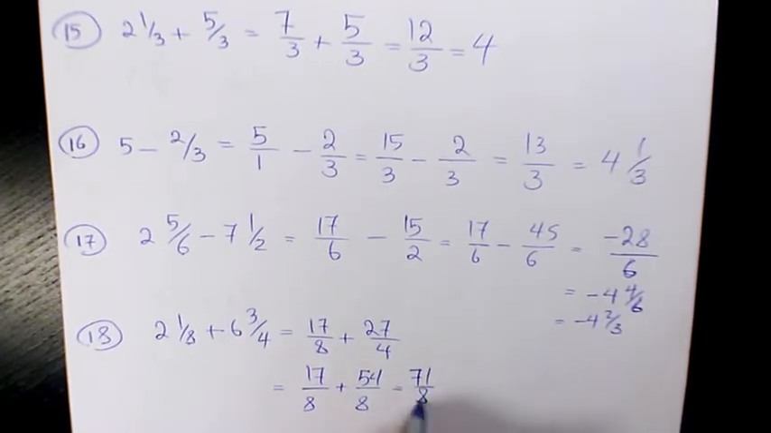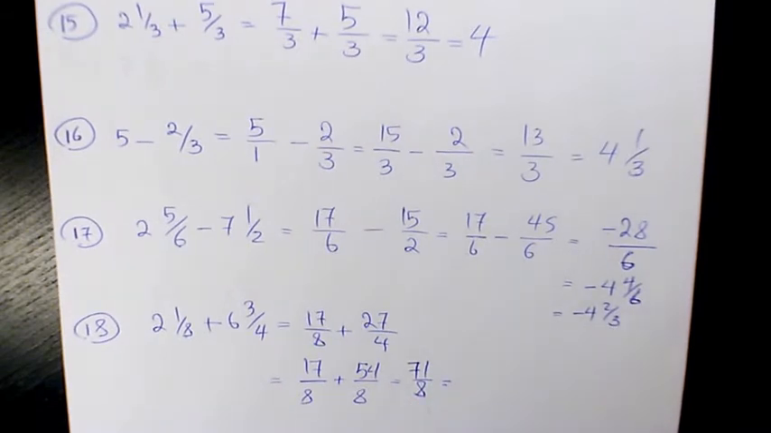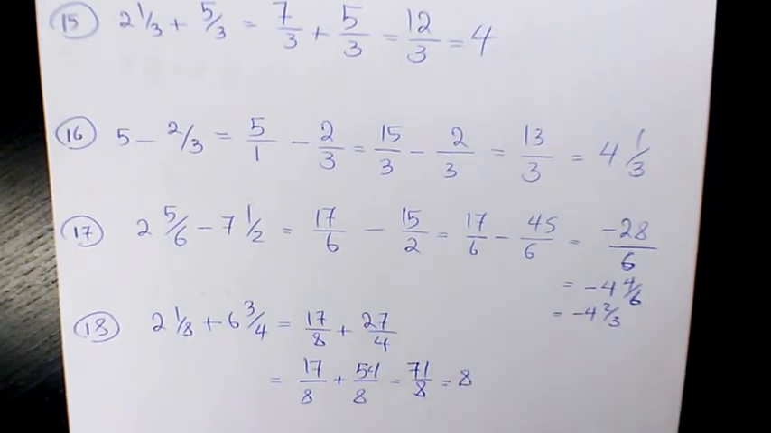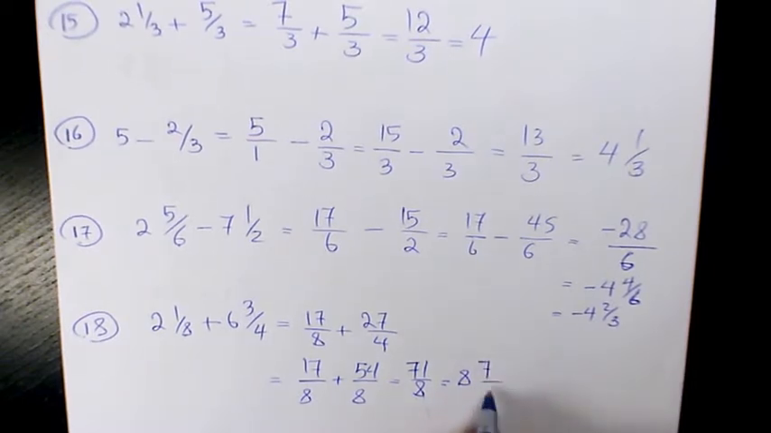71 over 8. Now, if you want to write it in terms of complex form, 71 divided by 8 is going to give me 8.875. So I keep the 8. 8 times 8, 64. 71 minus 64 is going to be 7. So that whole thing is going to be 8 7/8.